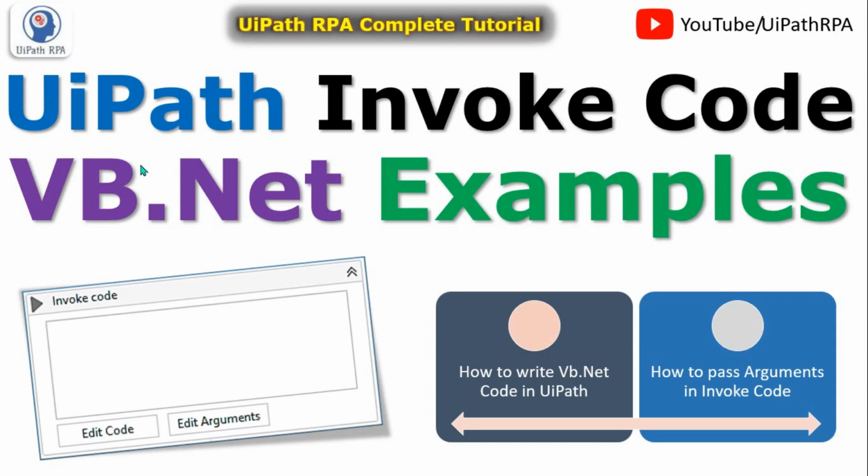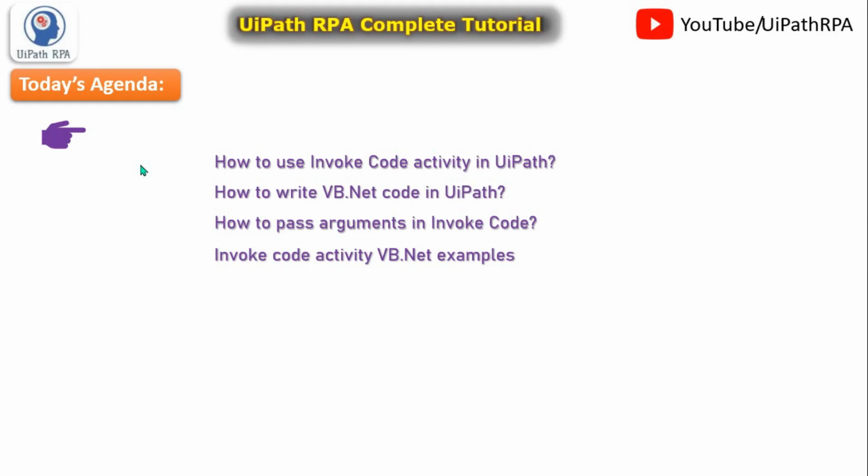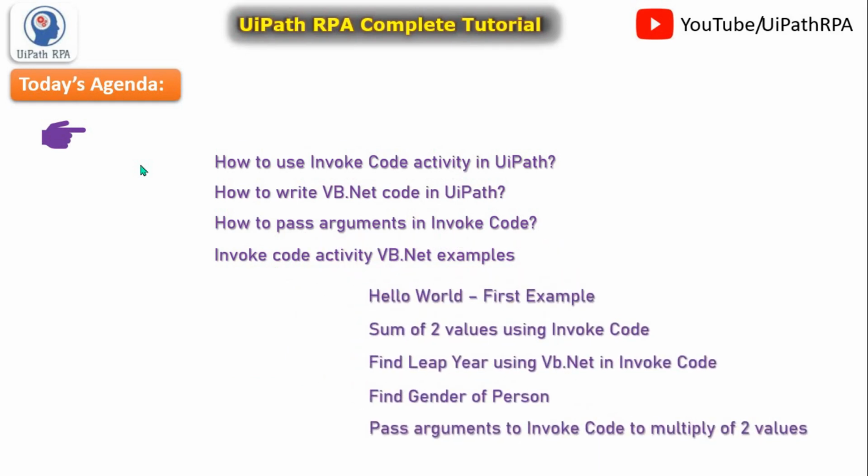So let's see what we are going to learn today: how to use invoke code activity in UiPath, how to write VB.NET code in UiPath, how to pass arguments in invoke code, and invoke code activity VB.NET examples. We'll see a few examples. First, hello world. Second, sum of two values using invoke code. Third, find leap year using VB.NET in invoke code. Then find the gender of a person, and pass arguments to invoke code to multiply two values. So we'll see how to pass the arguments to invoke code and what the use of that is.